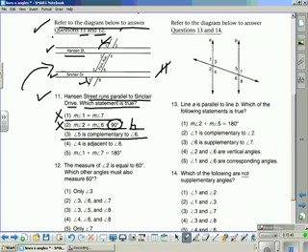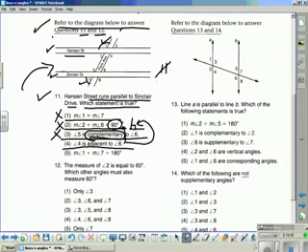Statement 3 says angle 5 is complementary to angle 6. Complementary means what? It means that they add up to 90 degrees. Again, do you see any 90-degree angles in there? Nope, so that can't be statement 3.